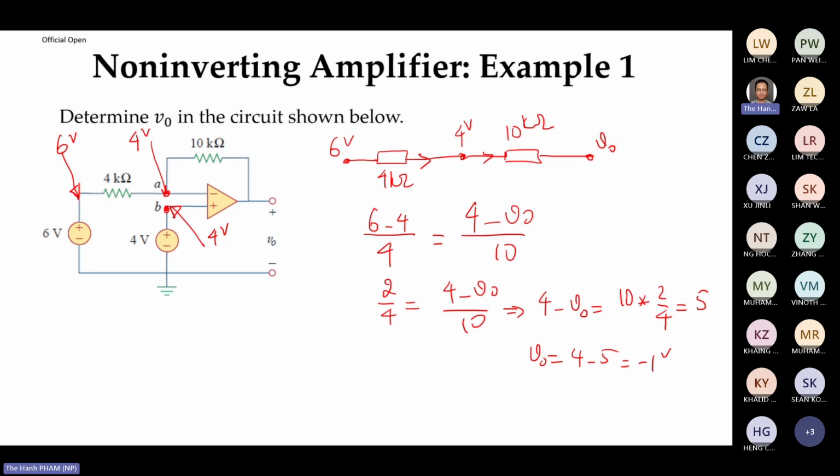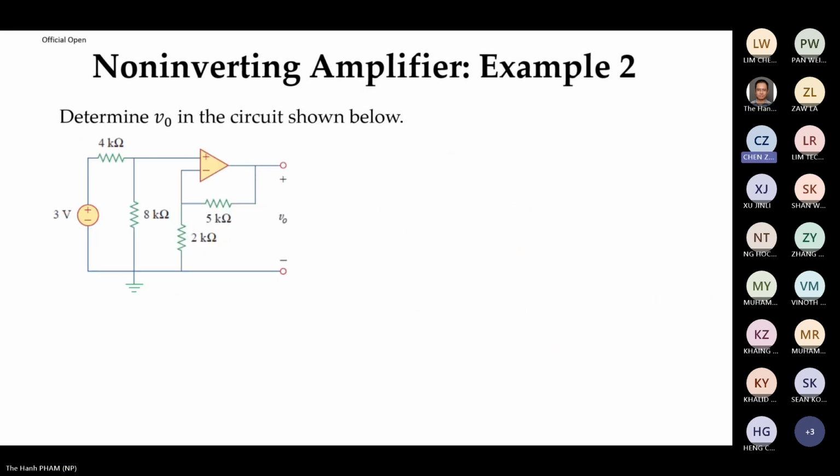Just something I believe you see it before. Not totally new, right? Yes. Now this one a bit tricky, a bit tough. Can you try?